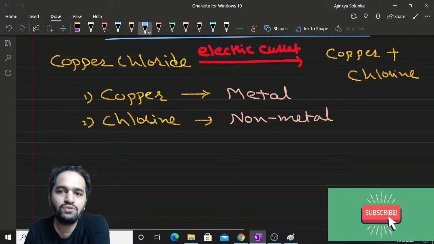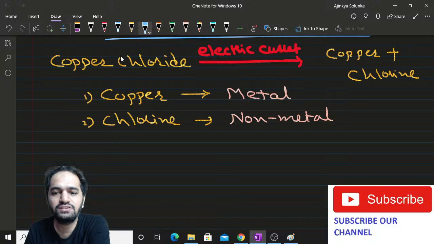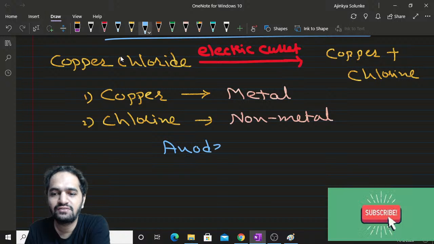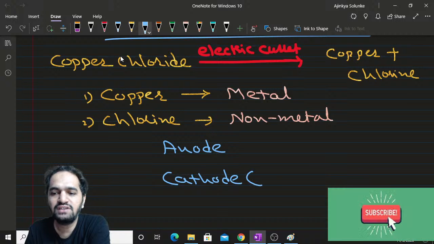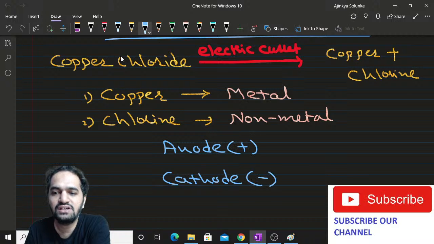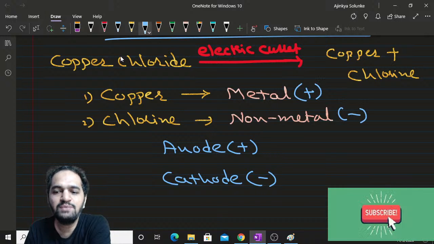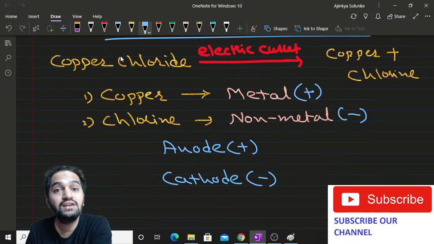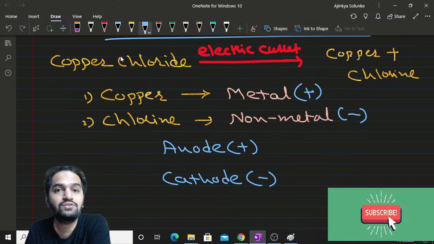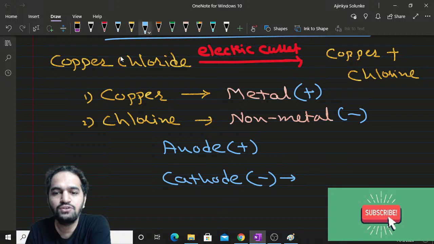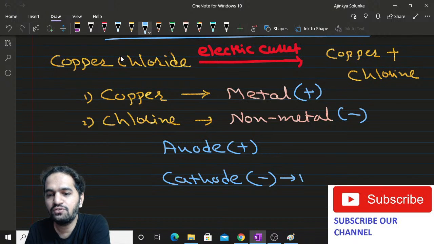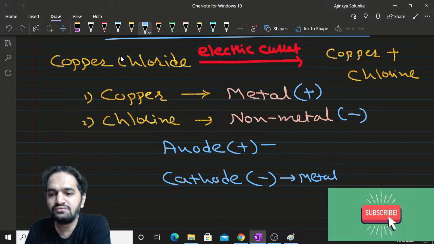Now you tell me who is going to deposit at the anode and who is going to deposit at the cathode. But for that we should have some information, right? Cathodes are negatively charged, anodes are positively charged, metals are positively charged, and non-metals are negatively charged. Metals being positively charged will be attracted towards the negative charge, and the cathode is negative. So metals will be attracted to the cathode, and anodes will be attracting non-metals.